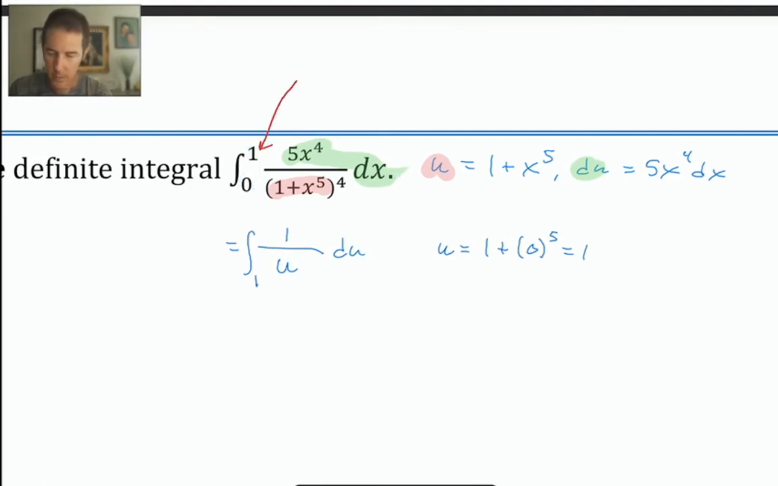And then the 1 that was my upper limit of integration, up here, I can take that 1 and plug it in also. U equals 1 plus 1 to the 5th power, that's equal to 2. And that 2 will be my new upper limit of integration.